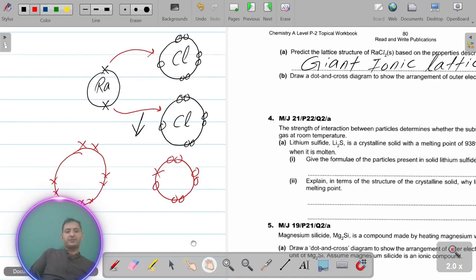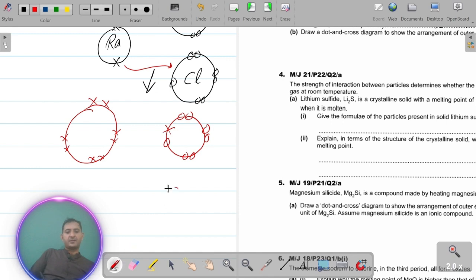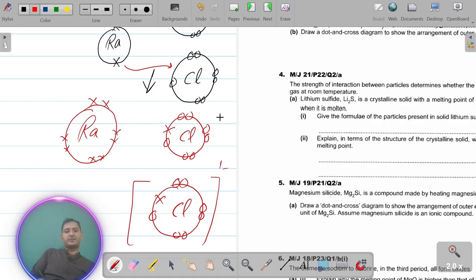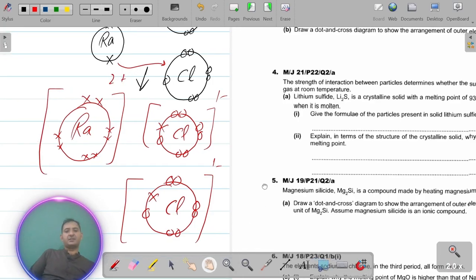Now I need to draw the other one. Here it is: 1, 2, 3, 4, 5, 6, 7, and 8. It is the chloride ion, Cl. The overall charge will become 1 negative. Same for the other chlorine, because it is gaining 1 electron. The charge of this ion will become 2 positive because it is losing 2 electrons from the outermost shell.